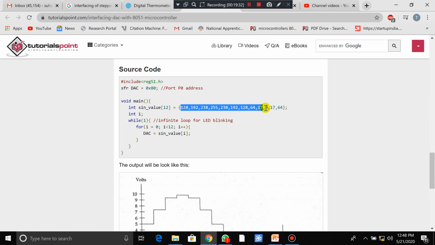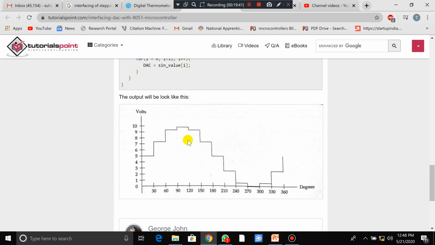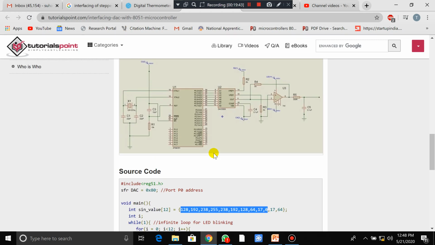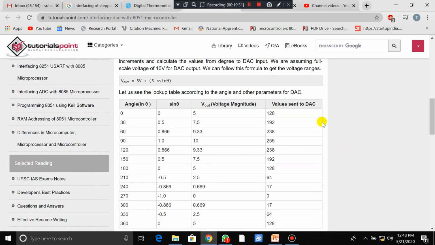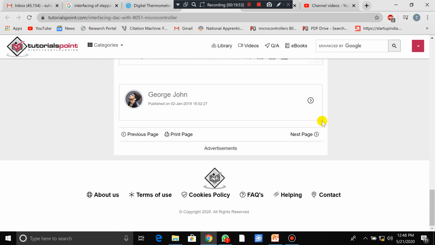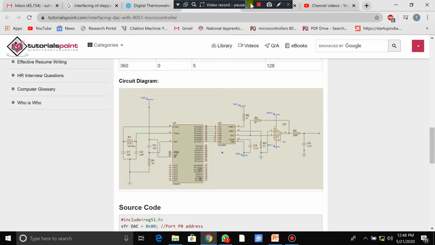As I gave above, see here, the values are kept as an array in order to construct the sine wave. Since it is a digital to analog converter, we need to give digital data. It will be converted into analog form, and we will get a smooth curve of the sine wave.